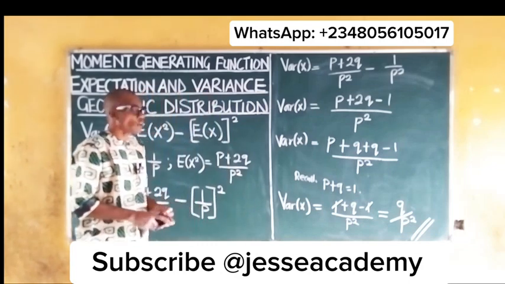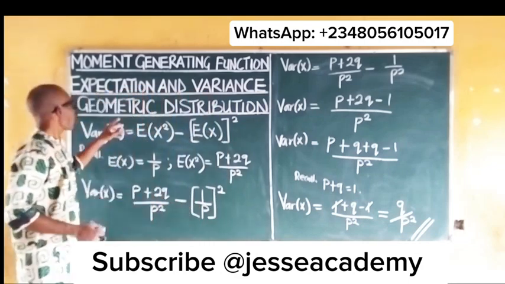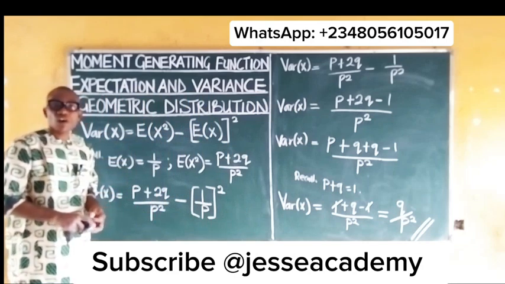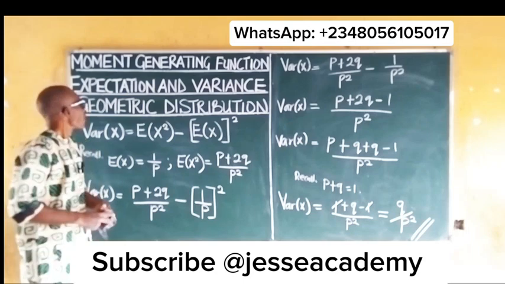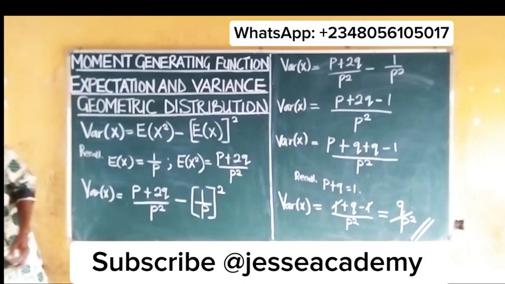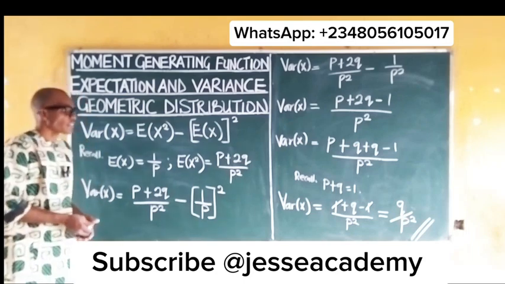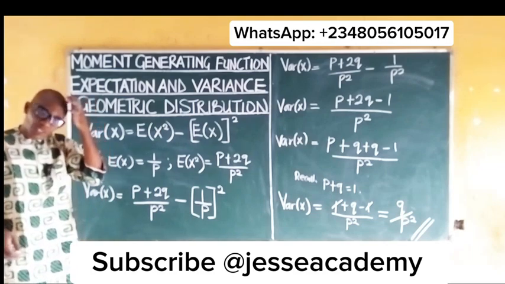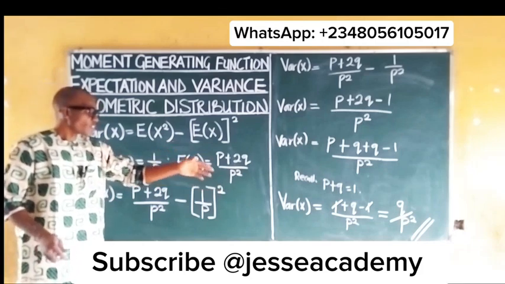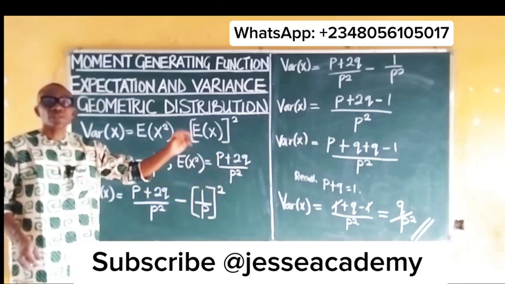So this is how we can obtain the variance for the geometric distribution of the moment generating function. We've obtained the expectation, we've also obtained the variance. The variance is Q all over P squared.